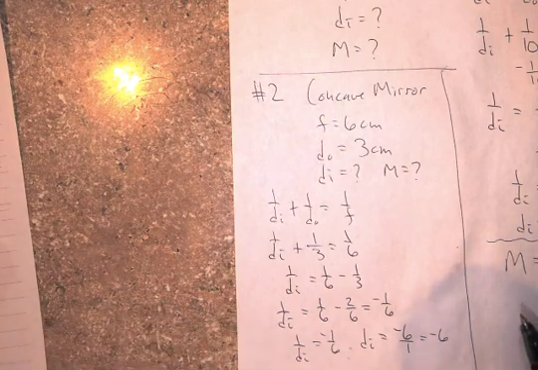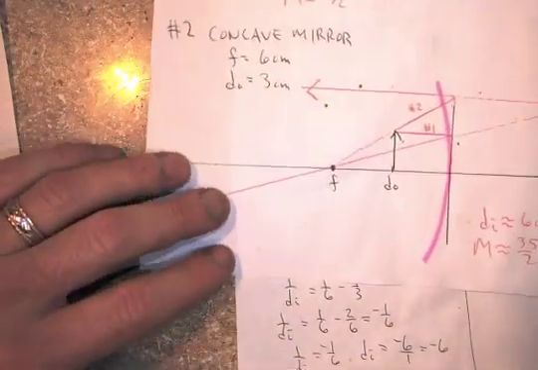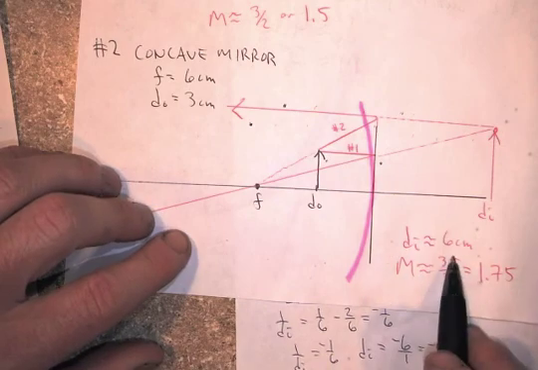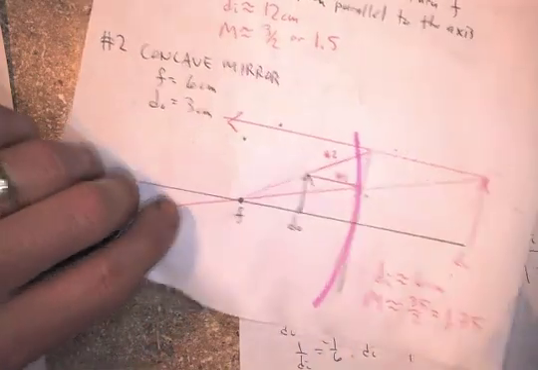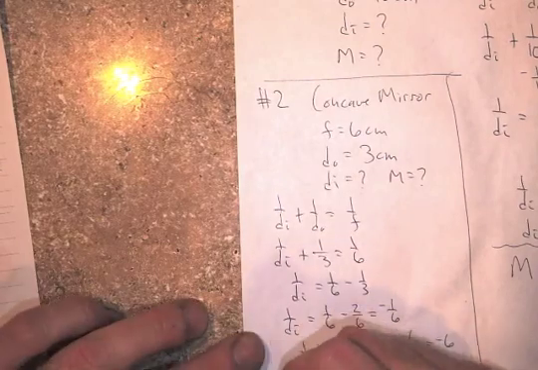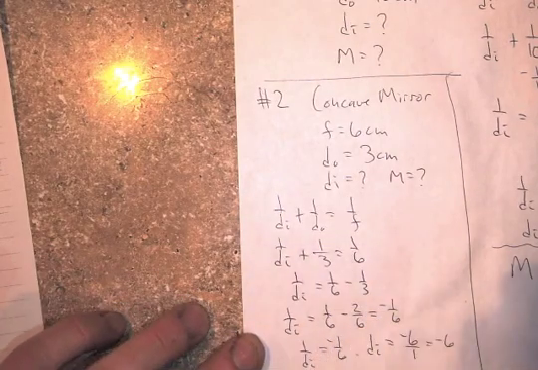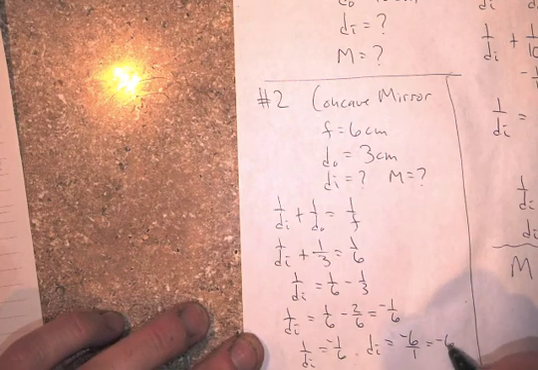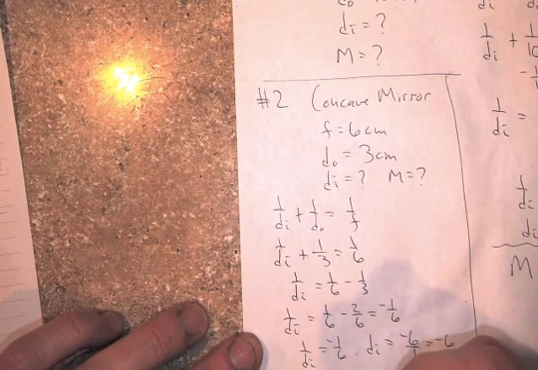All right, so I should have got 6. Negative actually means it's behind the mirror. If you go back to this one, man, I was dead on that, you know. I got 6 behind the mirror. Now technically it's negative because it's actually behind the mirror. All right, magnification. Negative di over do. So negative of negative 6 is 6. Do is 3. So magnification was supposed to be 2.